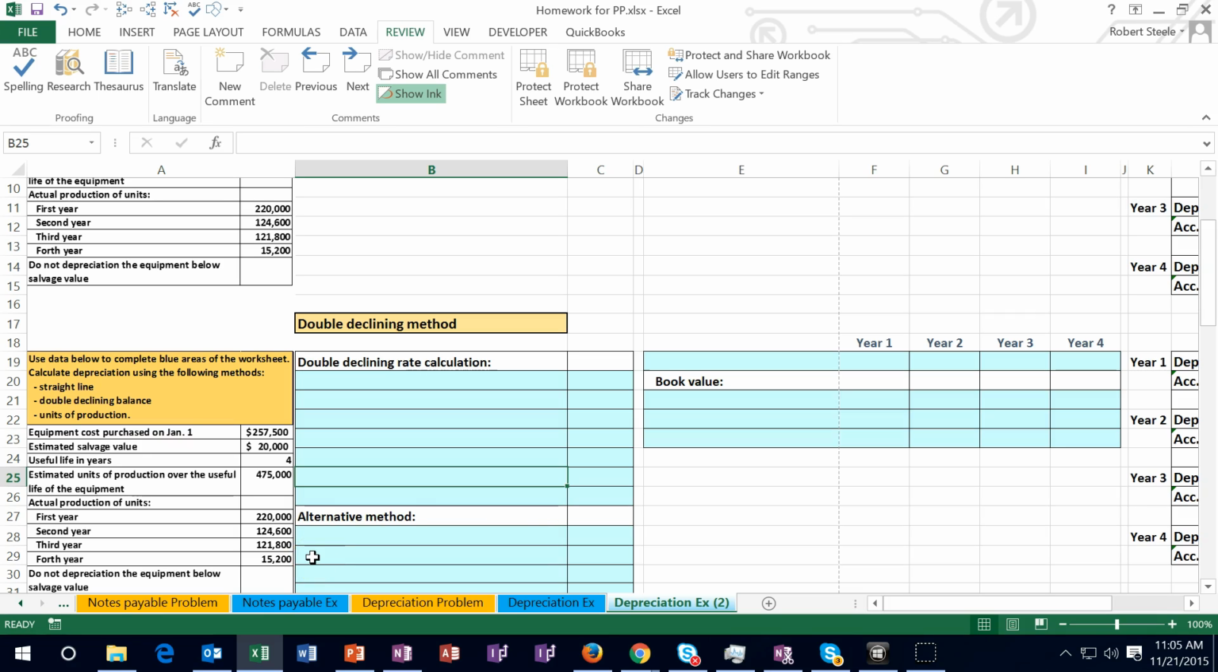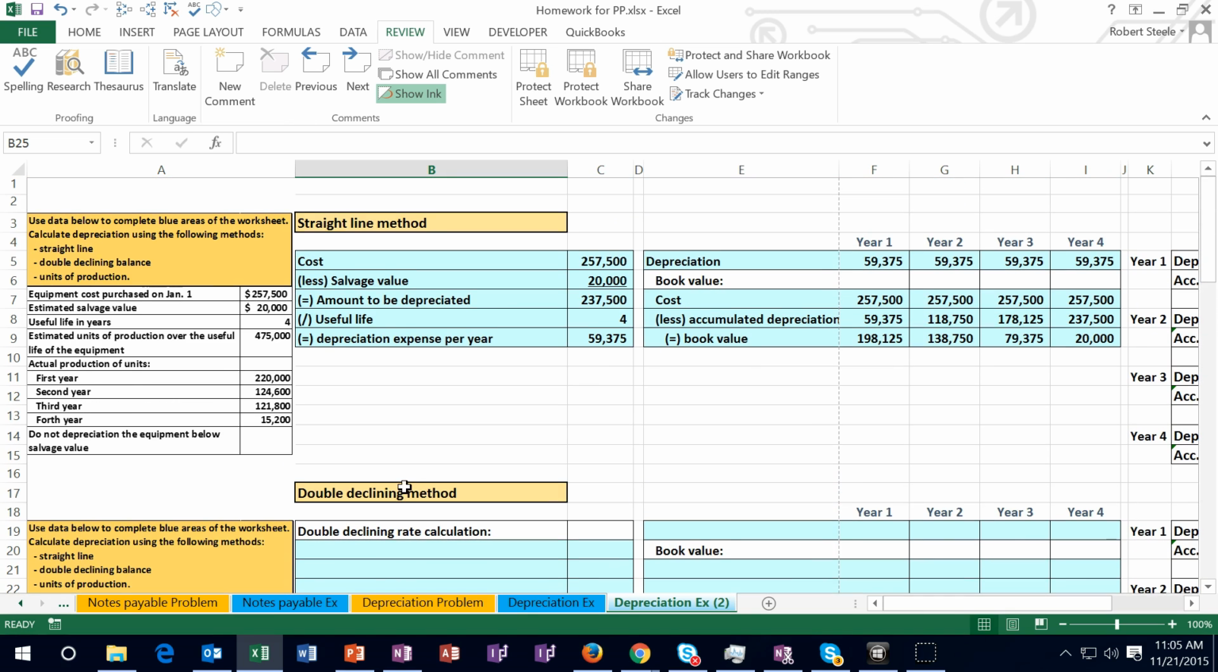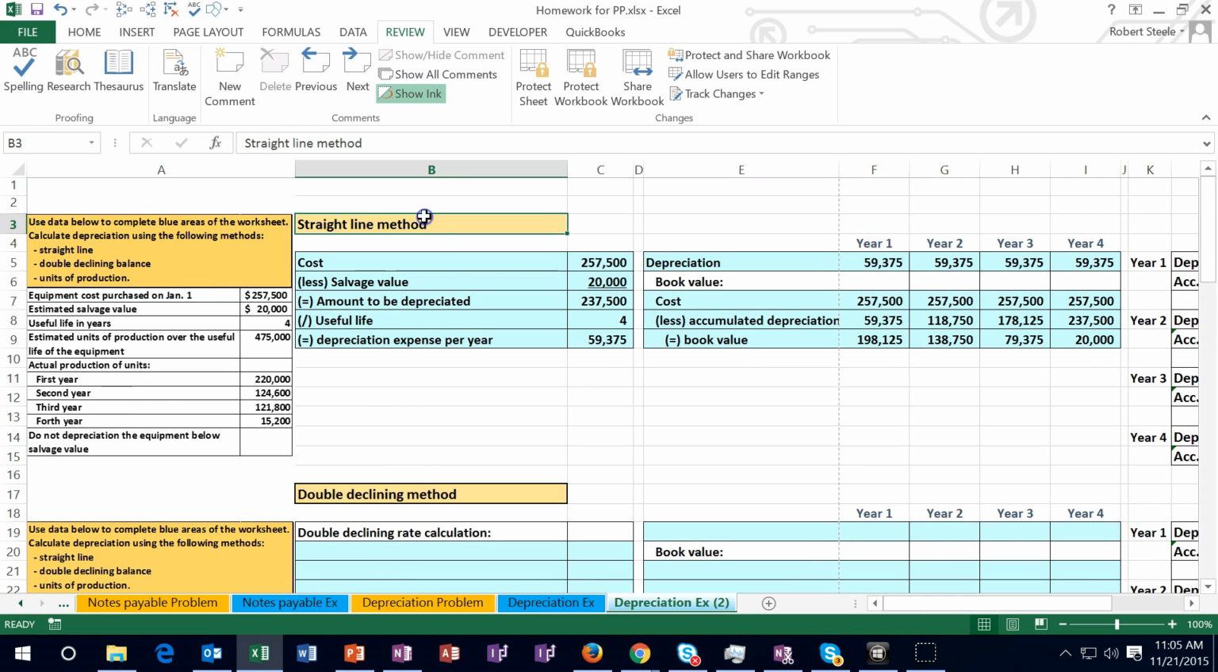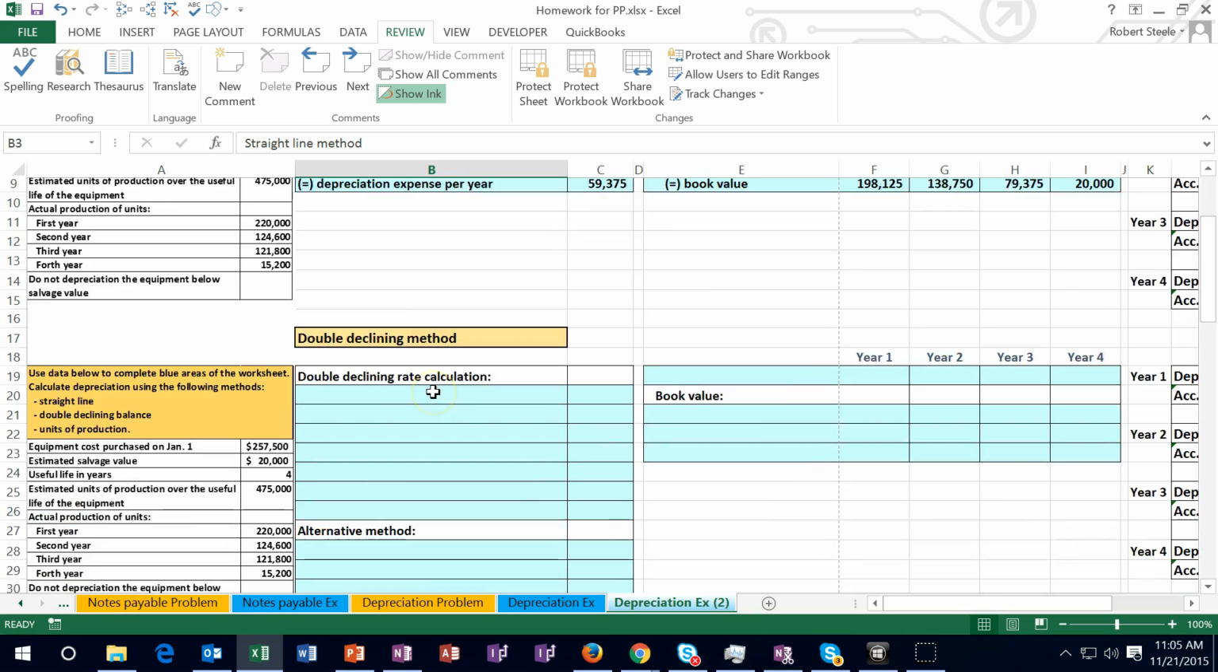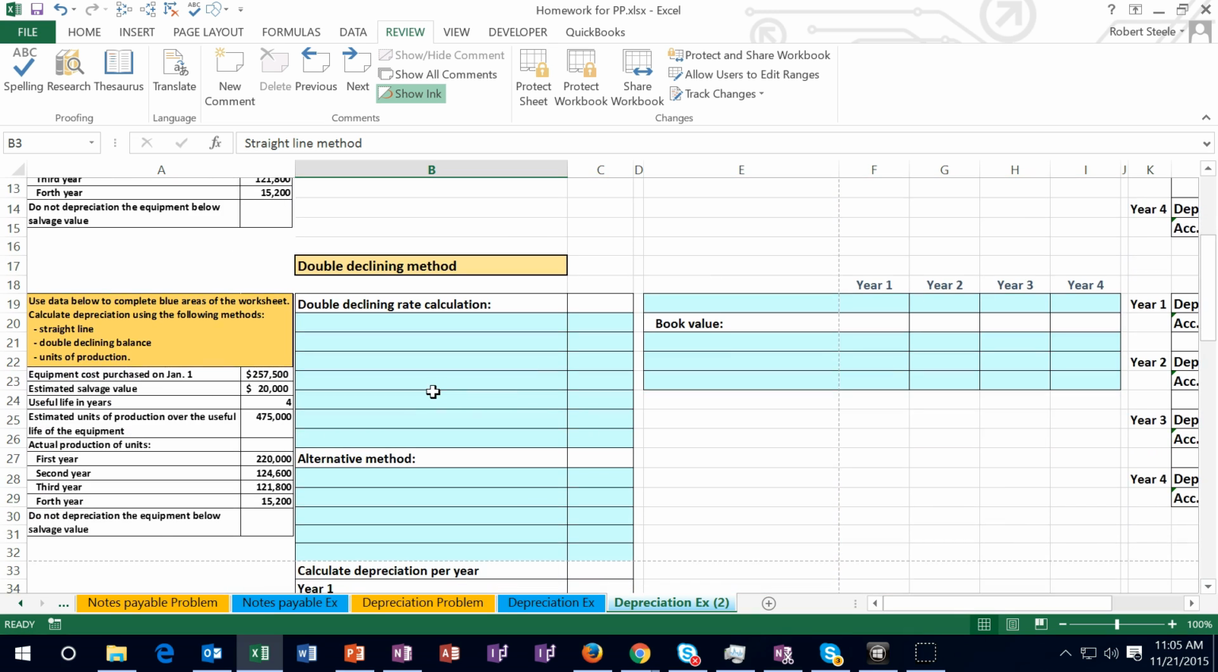Hello, in this lecture we will continue calculating depreciation. We are now going to move on to the double declining method. We have in a previous lecture taken a look at the straight line method. We're going to use the same numbers here and plug them into a similar problem working the double declining method.